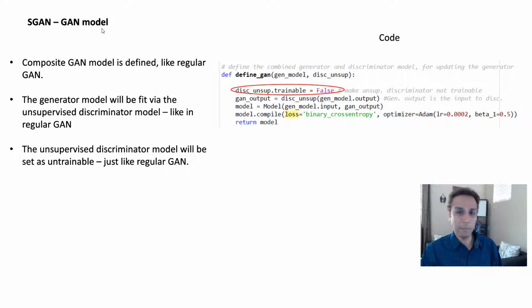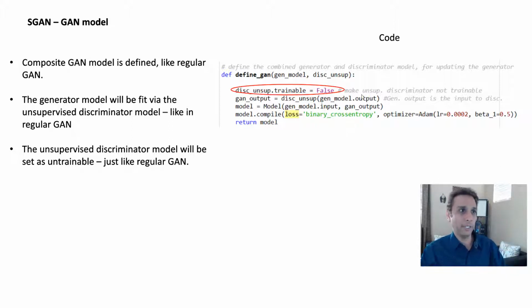And how do you define a GAN model? Exactly the same as your regular GAN. So this is a composite GAN model where your generator gets trained via the composite GAN. What does that mean? In our regular GAN, when we put together a composite GAN, we fix our discriminator to be untrainable, or non-trainable, right?